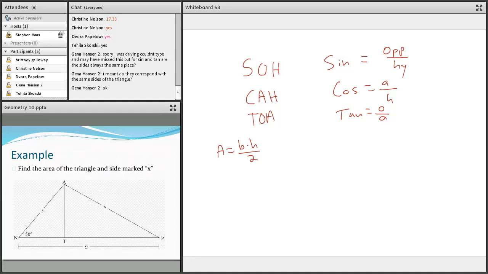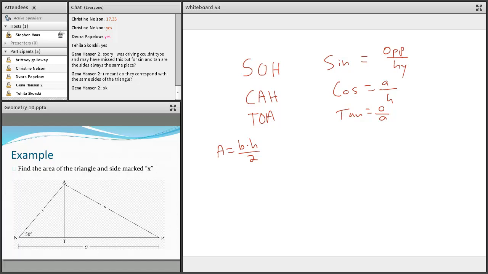All right, let's take an example over here. This is our first practice example of the day. Find the area of the triangle and side marked X. Okay, so we need a plan to start with. First of all, just using the Pythagorean theorem is not going to work, because there's no right triangle here where we know two of the sides. In a right triangle, you need two of the sides to use the Pythagorean theorem.